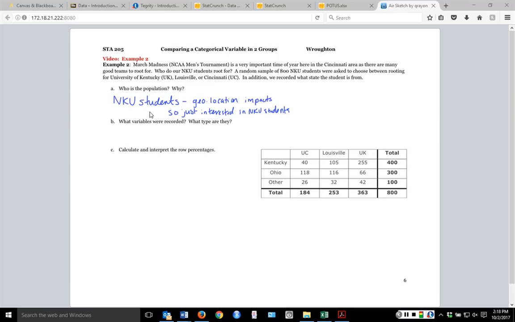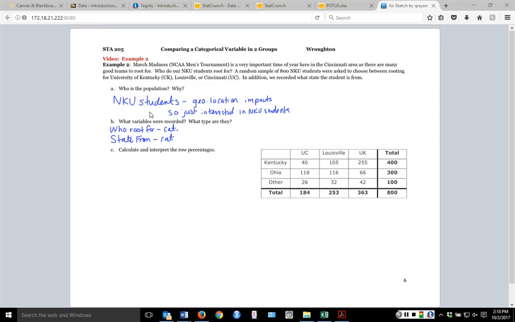So what variables did we record on these students? We recorded who they root for of our three options that we have. That's going to be categorical. And then we have what state they are from, which is also going to be categorical.